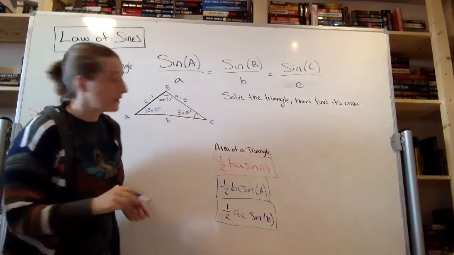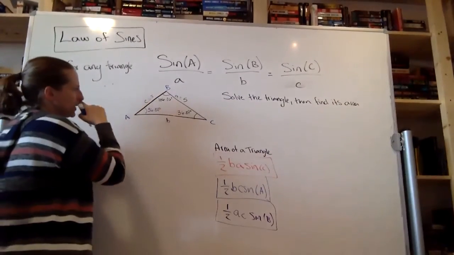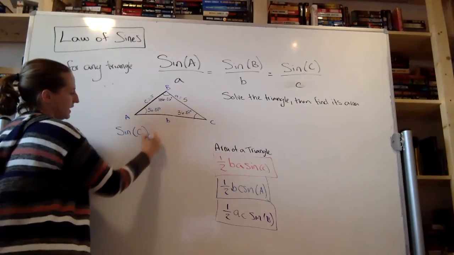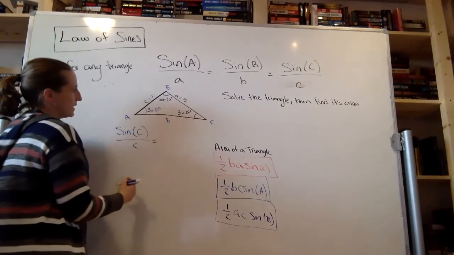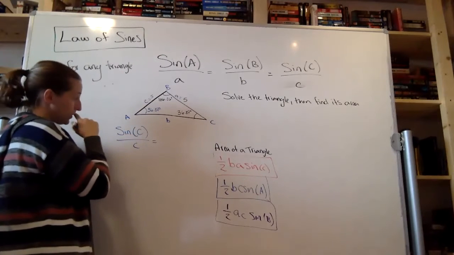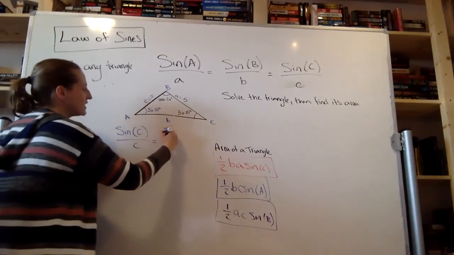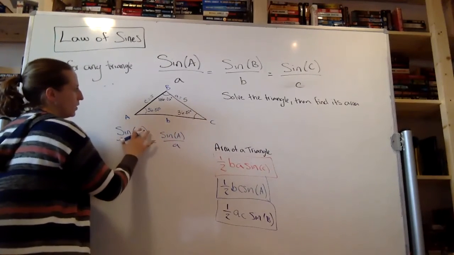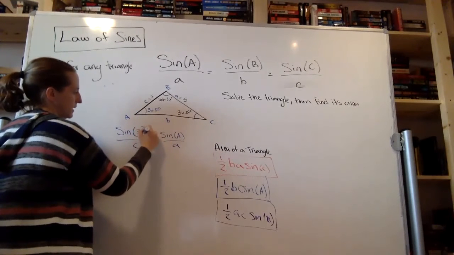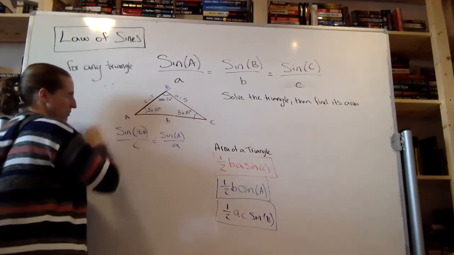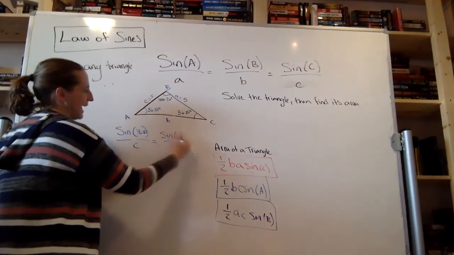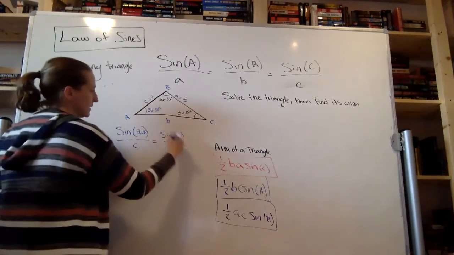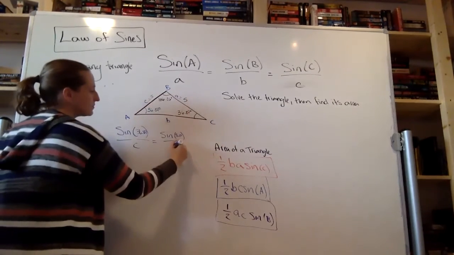We can check that fairly easily, right? If we wanted to know side C, using our law of sines, we know that sine of C over C is going to equal, excuse me, sorry, for example, sine of A over A. Well, we know that C is 36.87. We're trying to show that C should be equal to 5. We know that A is 36.87, and we know that little a is 5.